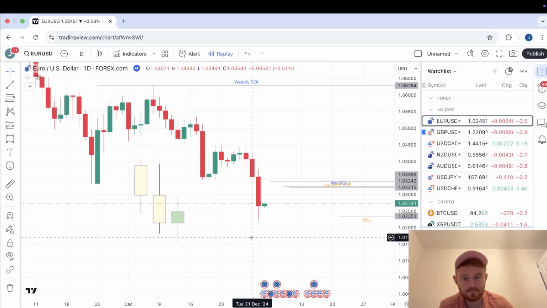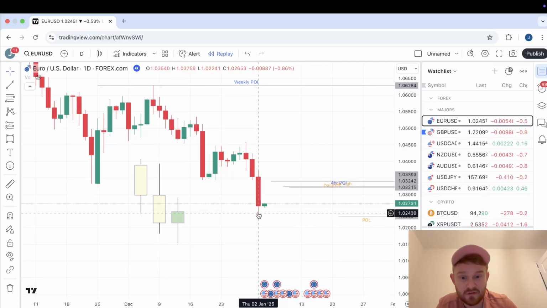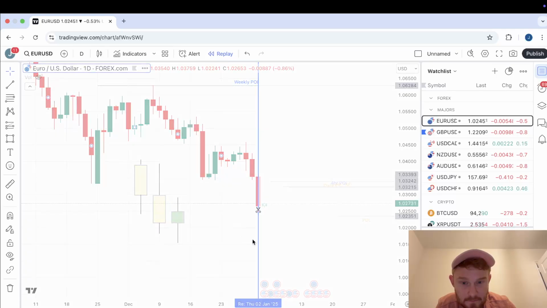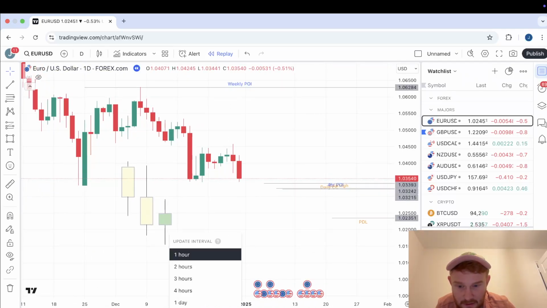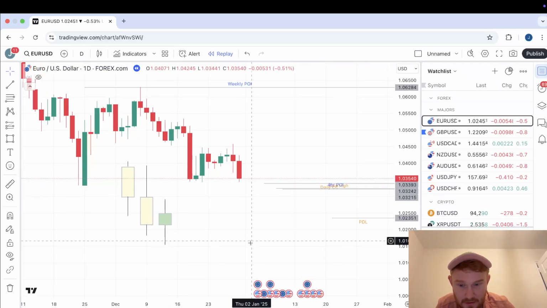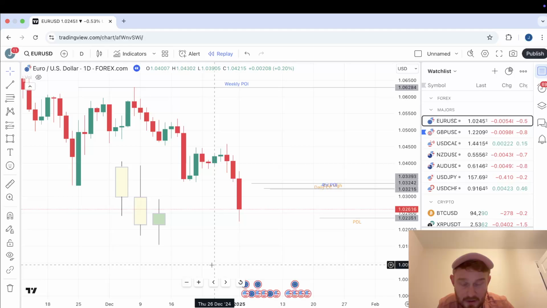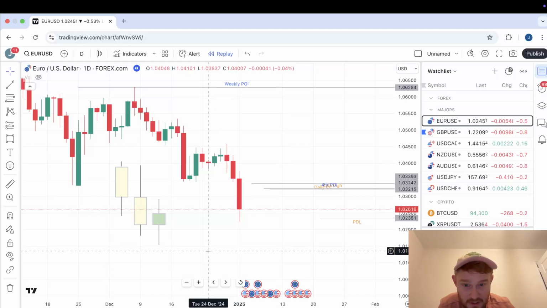And then if we just look at what price did throughout the day, what that's showing is that price initially pushed up, and then price basically reversed and started to come down, continuing the momentum that we've had before, which is bearish.